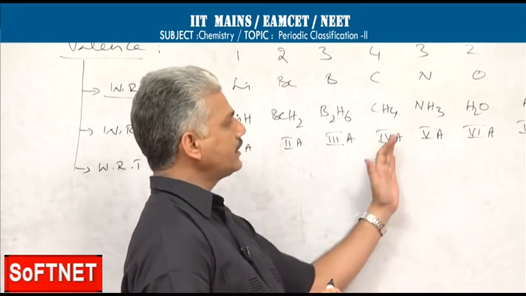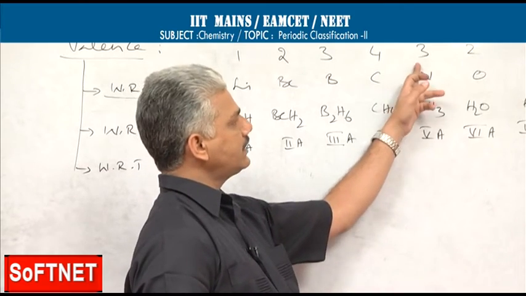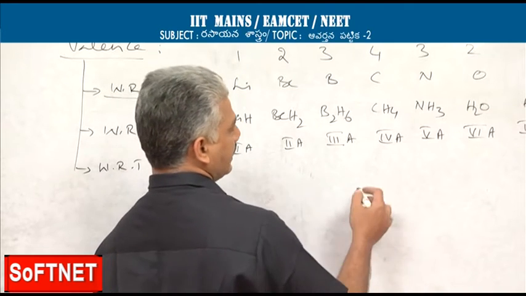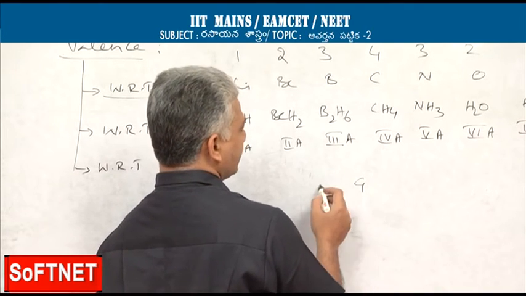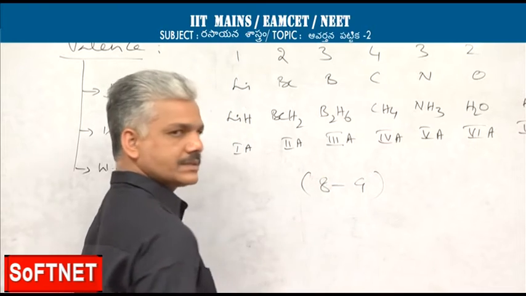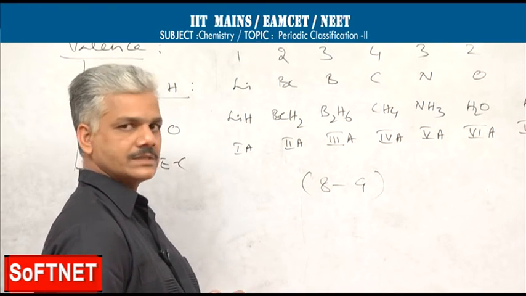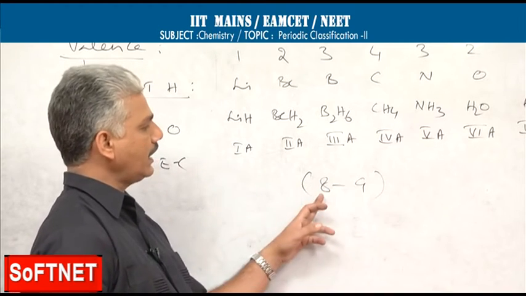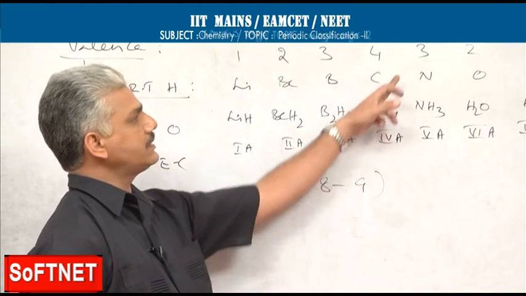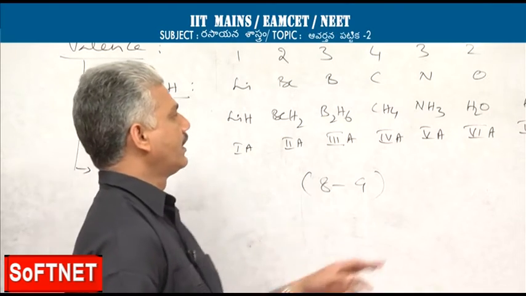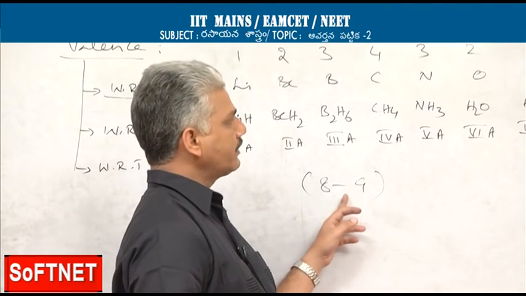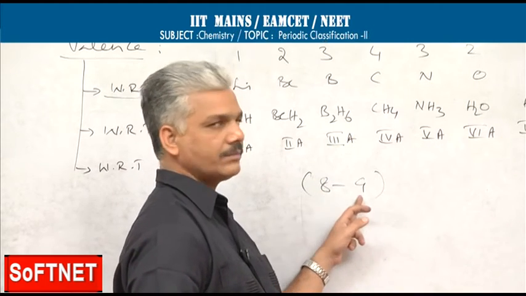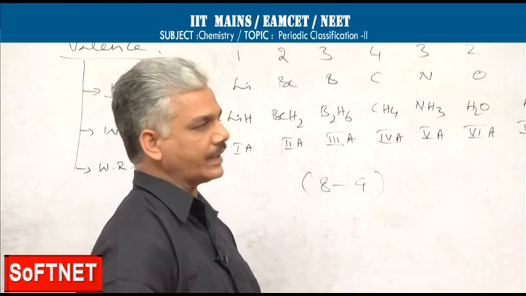But from 4th A group onwards, the valency is gradually decreasing and it can be represented with the general relation 8 minus G, where G is the group number of the element. Say for 5th A group elements, 8 minus group number 5 is equal to 3. For 6th A group elements, 8 minus 6, it is 2. For 7th A group elements, it is 8 minus 7, that is 1.